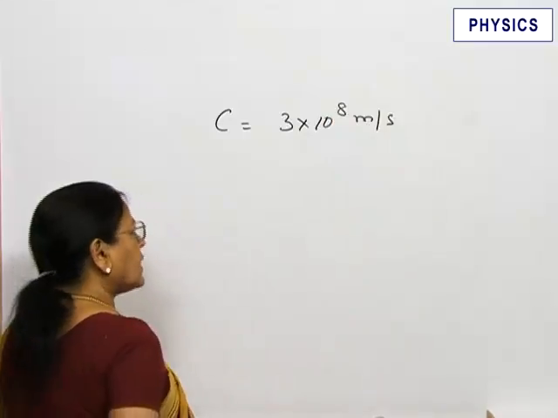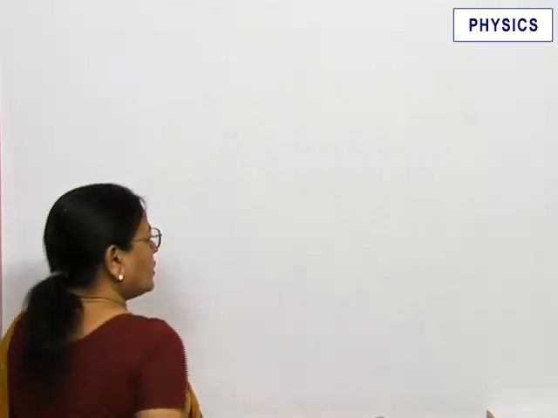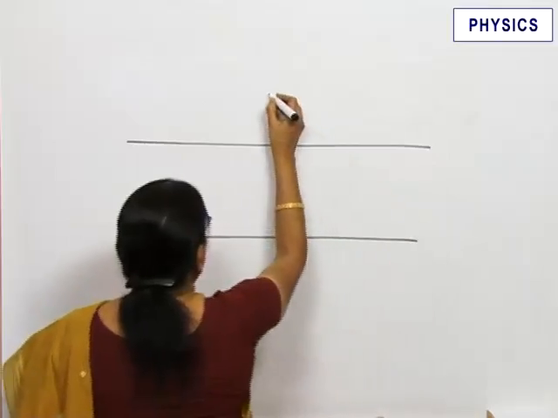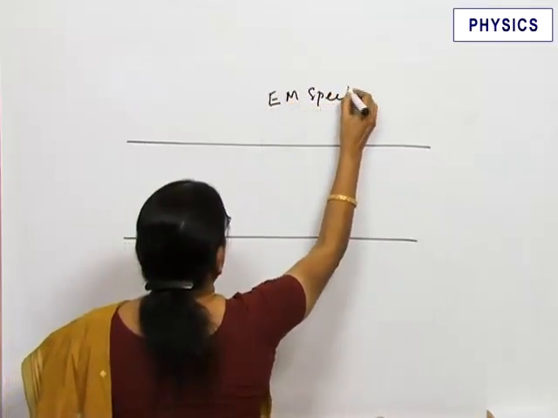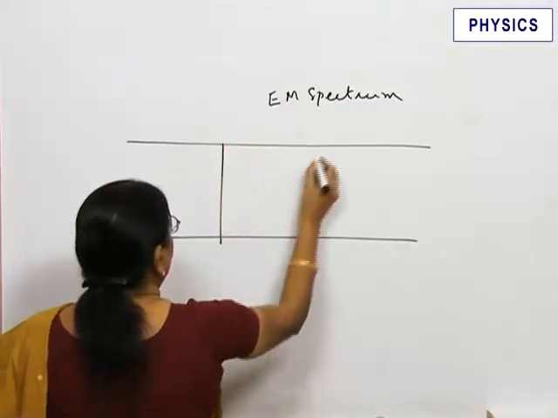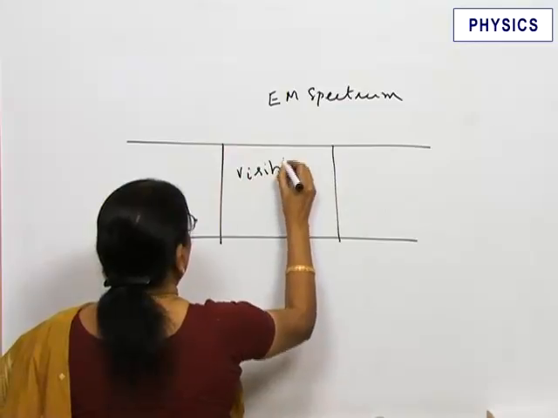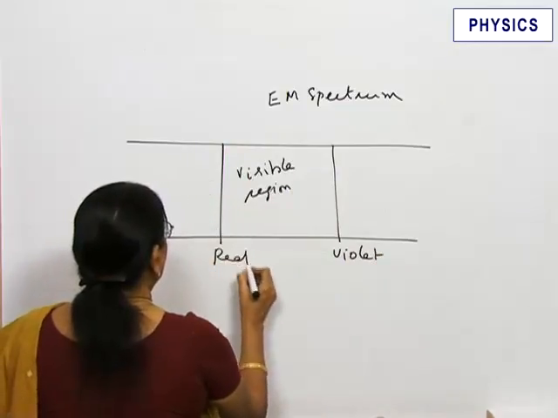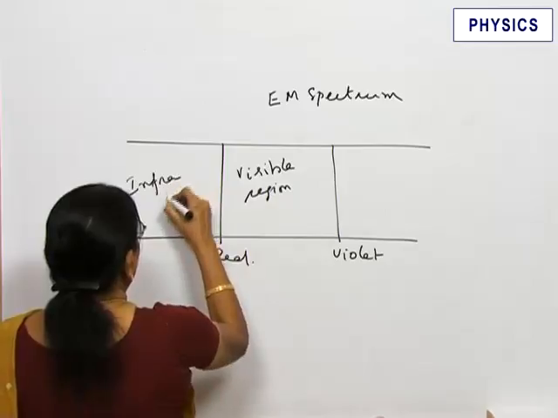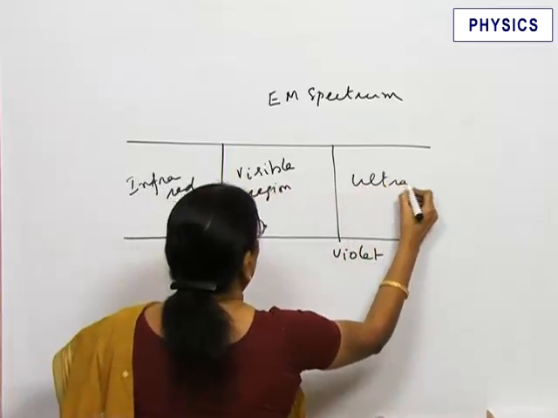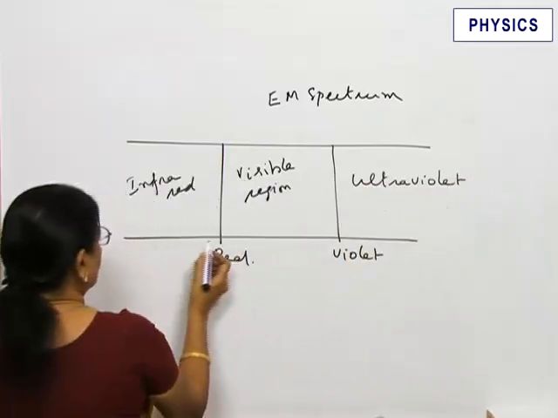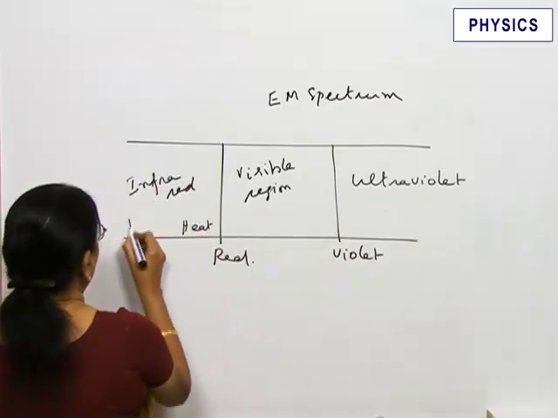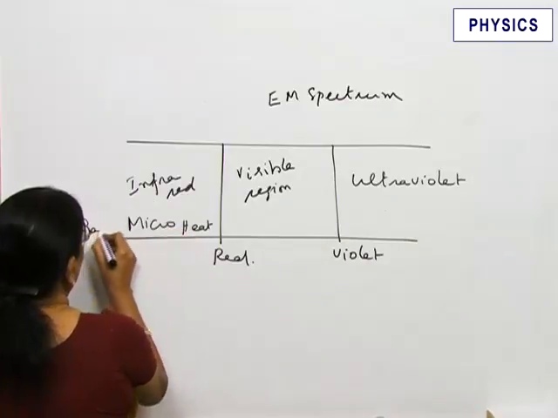We can classify these electromagnetic waves in the following way, and it is called the electromagnetic spectrum. This is the visible region, which is bounded by violet on one side and red on the other side. This is called the infrared region, and this is called the ultraviolet region. On the red side, first you have the heat or thermal radiation, then the microwaves, then the radio waves.